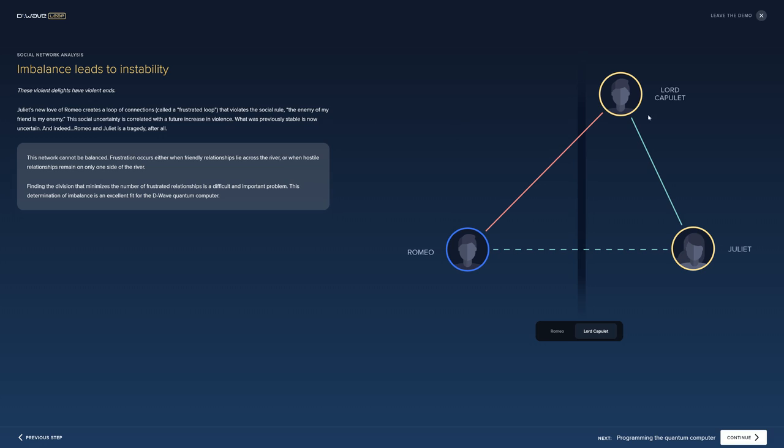My gosh, I think the parents are doing some, maybe. Continue. That line here, or that cut line here, was previously not there, so the connection was stable. What was previously stable is now uncertain. For whom? The father, the Lord. And indeed, Romeo and Juliet is a tragedy after all.